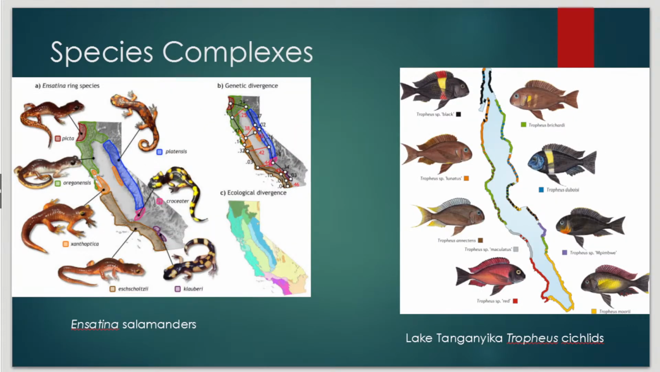All right, yet another good reason why species concepts are totally bogus. The guys on the left are Ensatina salamanders. So the genus and species is called Ensatina. I think it's eschscholtzii. Not entirely sure how it's pronounced. It's got a lot of consonants in it.